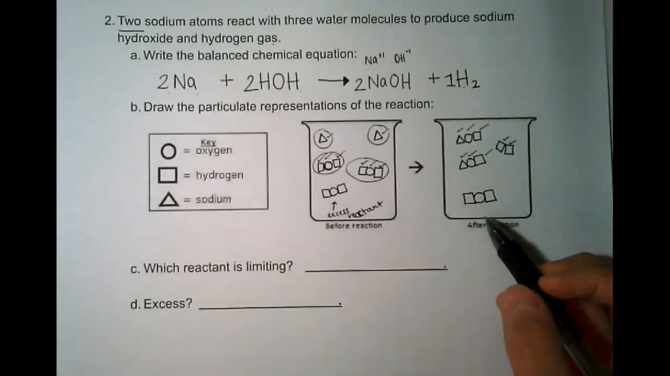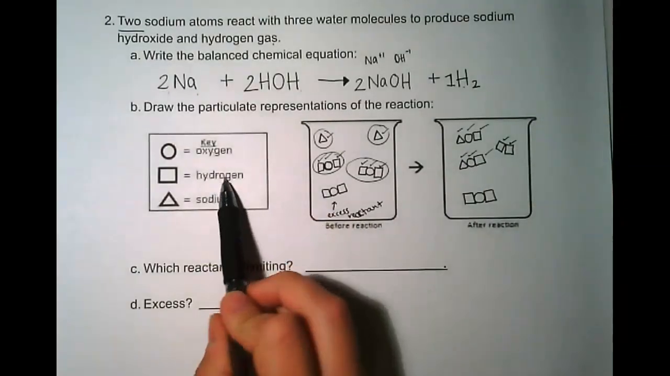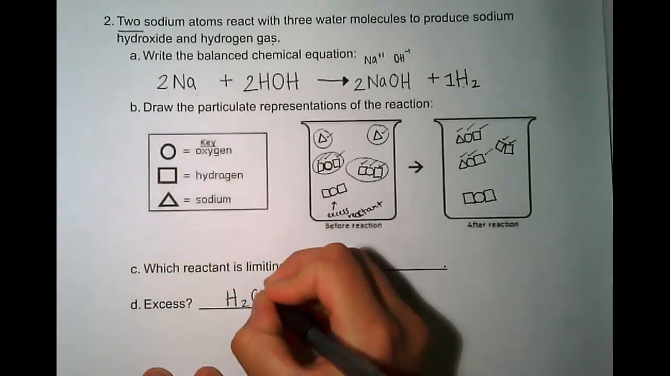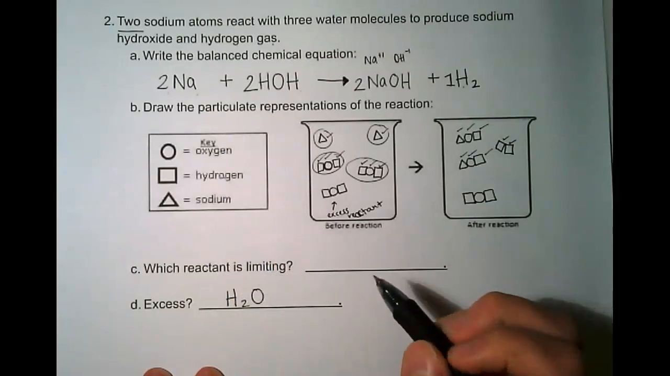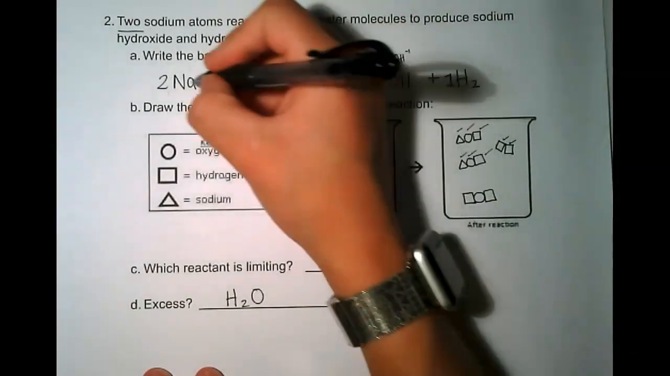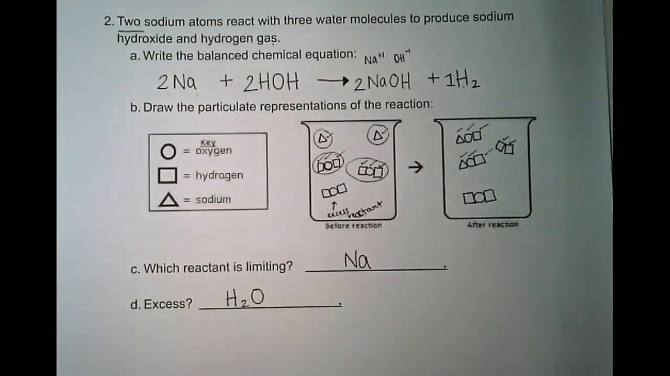So this makes it really easy to figure out our excess reactant. So that would be HOH, which is water. So I'm just going to write it as H2O. And then which reactant is limiting? Well, it's our other reactant. So we said HOH is our excess, so sodium must be our limiting reactant, Na. So there's several ways you can think about these problems and do whatever works best for you, but do draw yourself a picture to make sure that you are understanding what is occurring in the reaction.